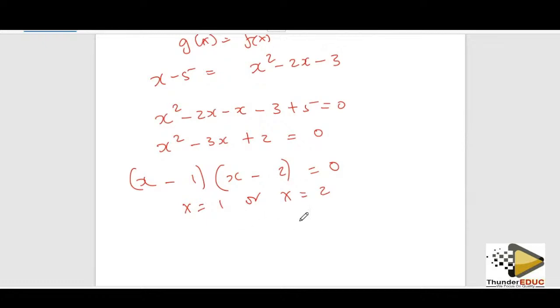So these are just the x values. We need to find the y values. With the y values, we can use any of the equations. I would prefer to use this one because it's a simple one. So y is going to be 1 minus 5, that's going to be negative 4. And y is 2 minus 5, which is negative 3.